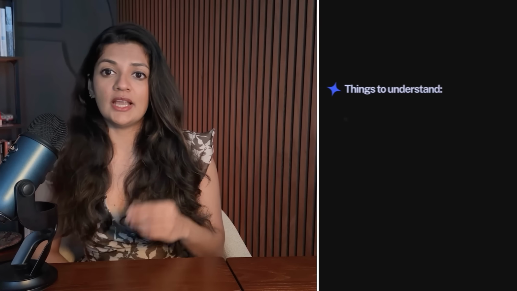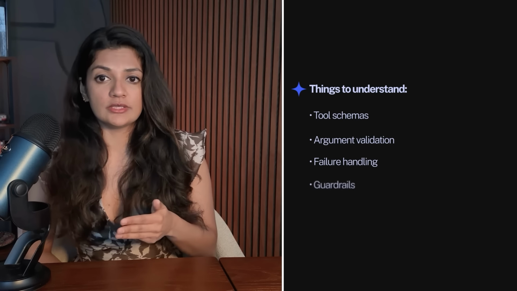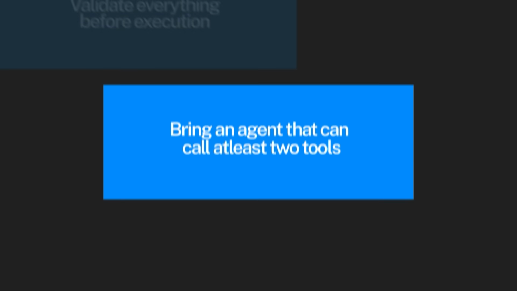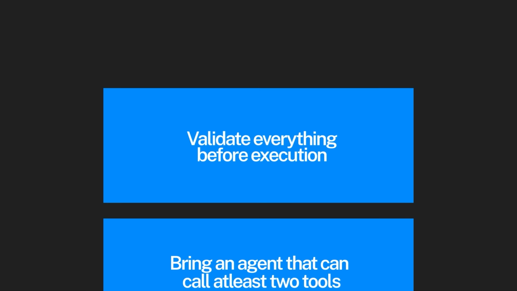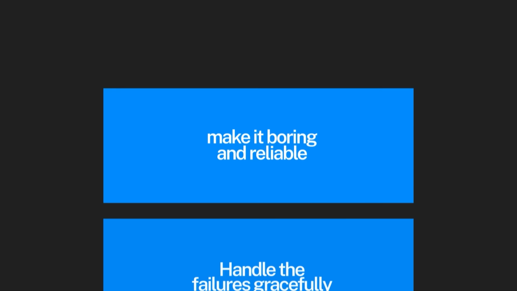You need to understand tool schemas, argument validation, failure handling, and guardrails. So here is a project that I would recommend for you to learn this. Build an agent that can call at least 2 tools. Validate everything before execution. Handle the failures gracefully and make it boring and reliable. Once that works, move to multi-step workflows.